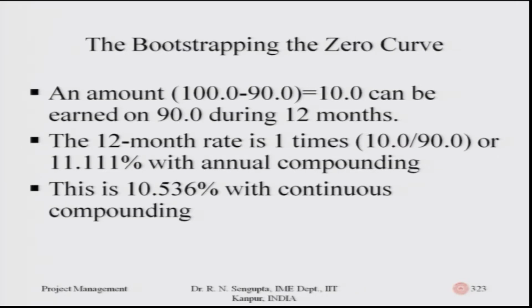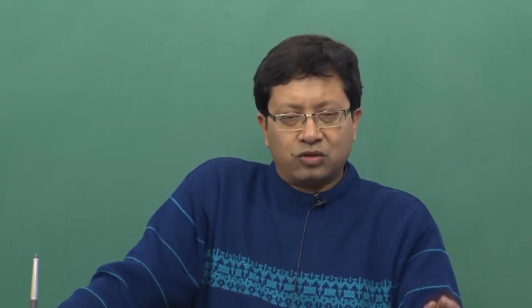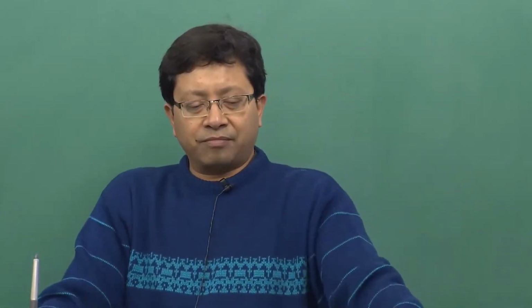So, we have found the continuous compounding interest rate for 1/4 of a year, for half a year, and for 1 year. These values have been calculated, and based on that we will now proceed.